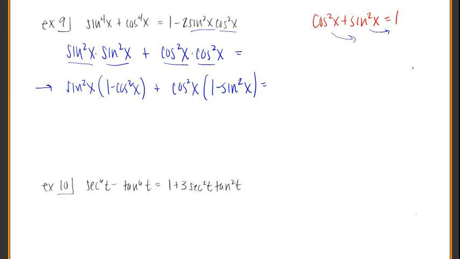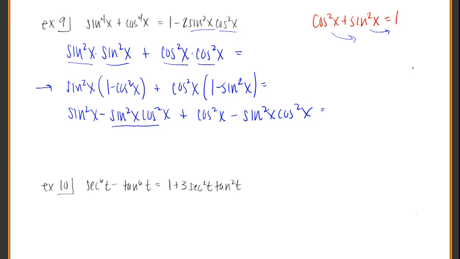So sine squared, I'm going to distribute it, is sine squared x minus sine squared x cosine squared x. Over here on the right, cosine squared x times 1 is cosine squared x minus sine squared x cosine squared x. Okay, well I've got some like terms. The sine squared x and the cosine squared x happen twice. There's 2 negatives. So I have sine squared x, I have a cosine squared x, and I've got a negative 2 of them, of sine squared x cosine squared x.